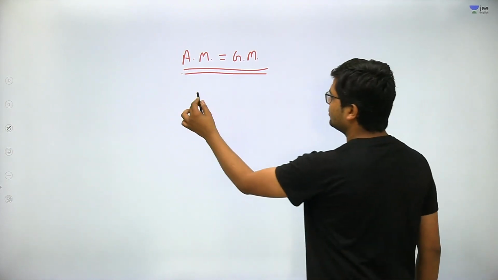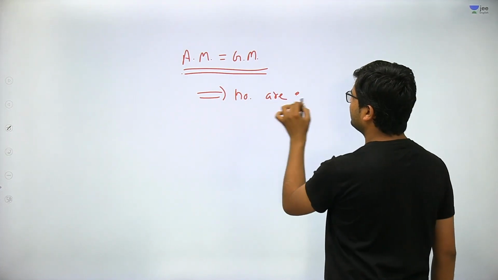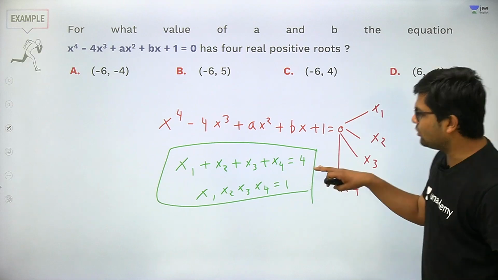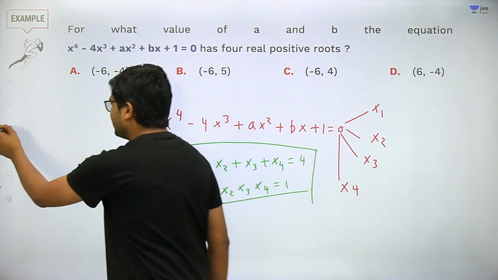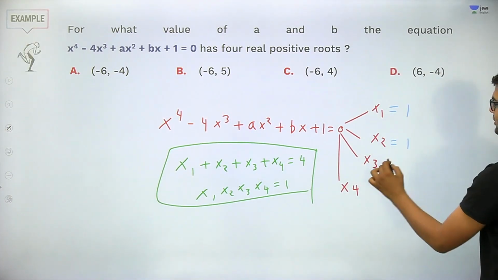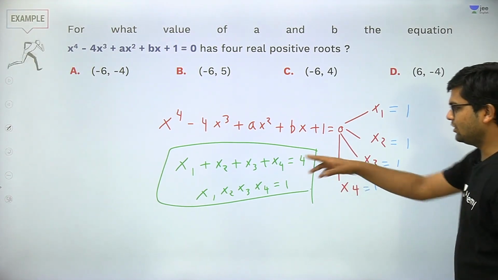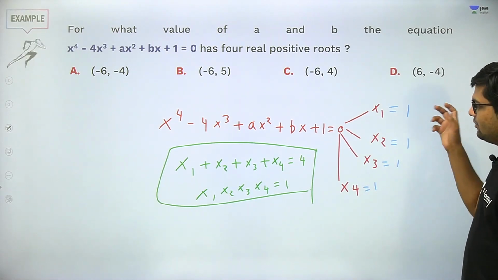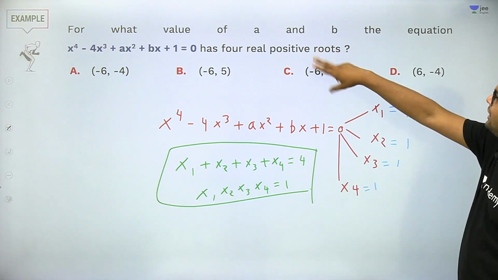This gives me the conclusion that the numbers are equal. That is the only conclusion from this equality. So I conclude that x1, x2, x3, x4 are all equal, and the value of these variables will come out to be 1, 1, 1 and 1. Getting my point? Because 4x is 4, so x will come out to be 1. Therefore what we need to find out? We need to find out the values of a and b.